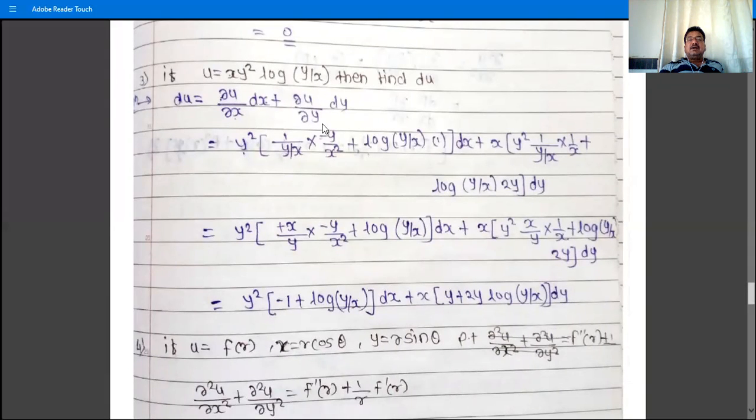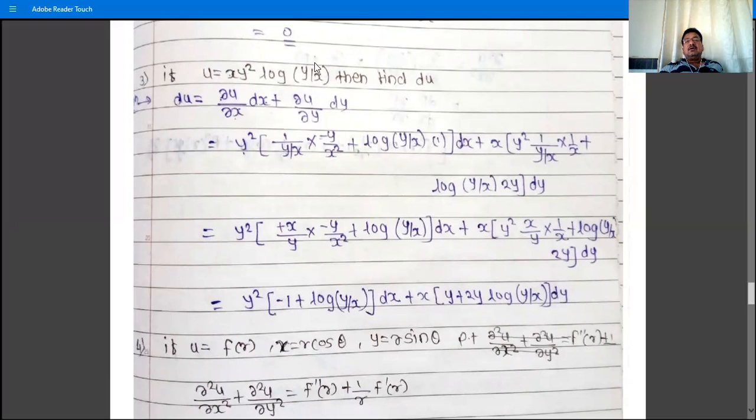So x times the derivative of log y by x, which is 1 by (y by x) into the derivative of y by x with respect to x, which is minus y by x square, because y is constant and the derivative of 1 by x is minus 1 by x square. So here x first, u derivative of v, plus v, that is log y by x, times the derivative of x, which is 1. Okay, this is dx. Then ∂u/∂y is again the u into v rule. x is now constant, and then apply the rule u into v for y square log y by x.